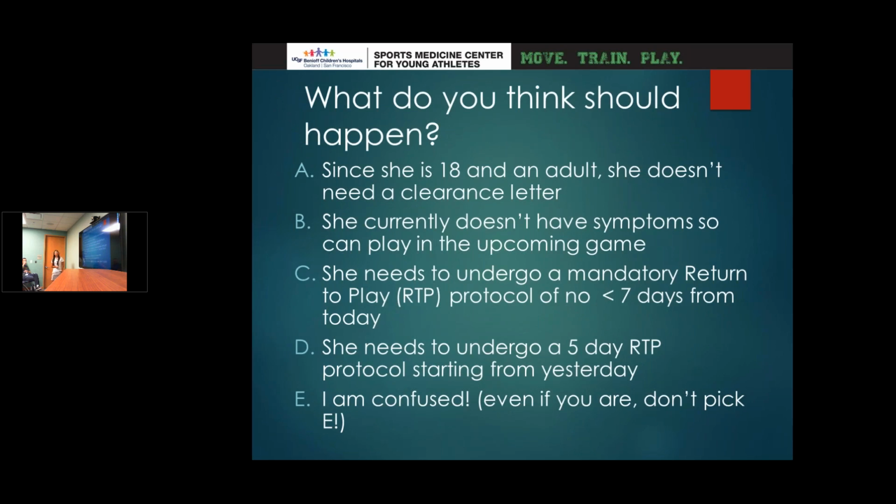A, since she's 18 and an adult, she doesn't need a clearance letter. She's an adult. She can just go back to play. B, she currently doesn't have symptoms, so she can play in the upcoming game. It's 3 days away. She doesn't have symptoms today. C, she needs to undergo a mandatory return to play protocol of no less than 7 days from today. And D, she needs to undergo a 5-day return to play protocol starting from yesterday, just when she got hit in the head. And E, I'm confused. Even if you are, don't be confused.